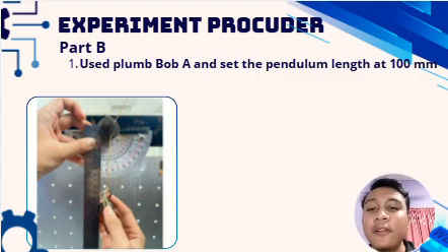So let's go to the next part of the simple pendulum lab, which is part B. The first procedure for part B is to use plumb bob A, which is the smallest plumb, and set the pendulum length at 100 millimeter or 10 centimeter.